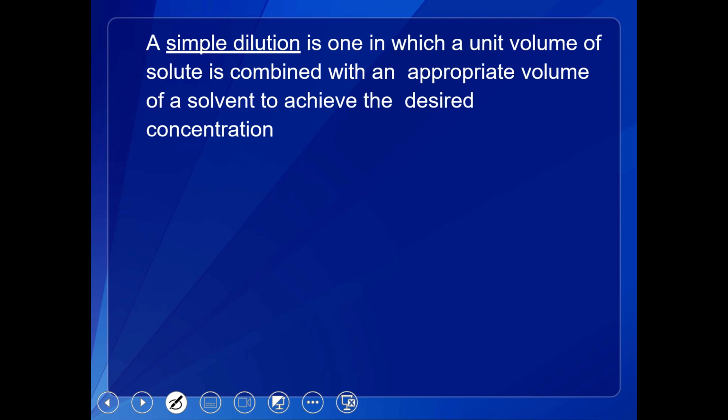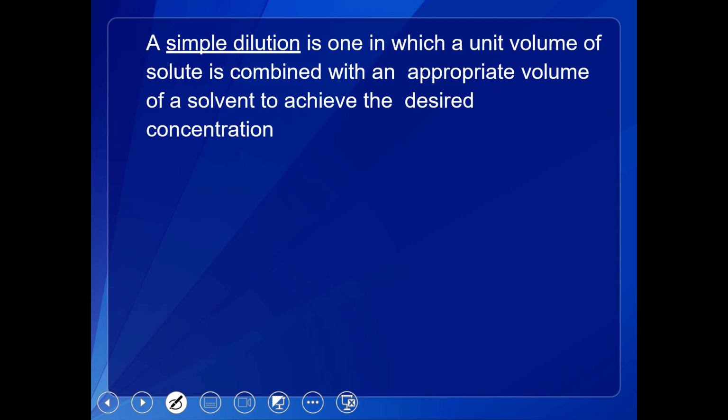So we are going to talk about dilutions. These solutions that you are making, you can then dilute. The first thing that we're going to talk about is a simple dilution. This is where 1 unit of a solute is combined with an appropriate volume of a solvent to achieve a desired concentration, right? Lots of big words. Let's break it down.